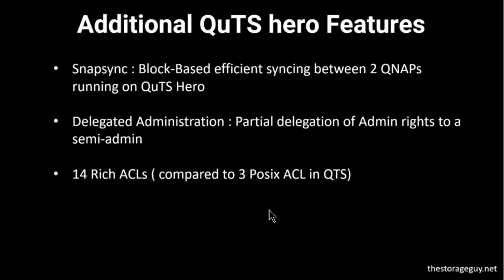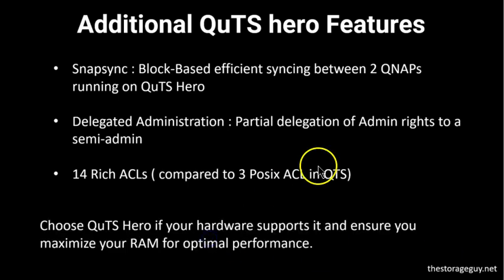On Hero, you also have 14 ACLs. So if you look at your QTS, you only used to have 3 ACLs. You used to have read only, you used to have read write, and you used to have full. Whereas in Hero, you have got 14 ACLs. So this is it about the features, in the sense of how Hero differs from QTS.